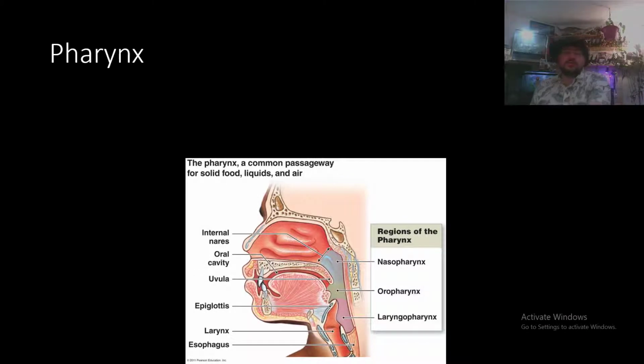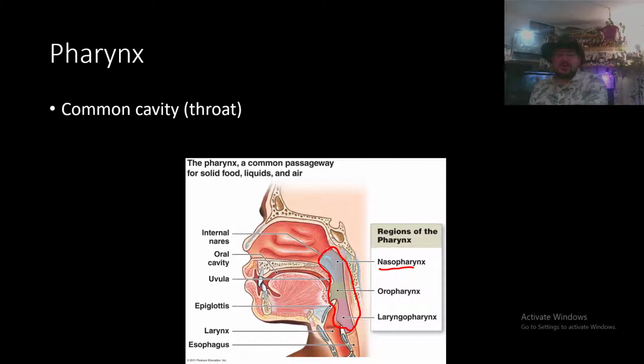Alright, on to the pharynx. In the digestive system, we said the pharynx was the throat, the location of swallowing. Now, the pharynx is actually divided up into regions, right? So when we say the word pharynx, we're actually referring to several different parts. The part connecting to the nasal cavity that is up above the hard palate is called the nasopharynx. So it's the nasopharynx that connects up to the nasal cavity.